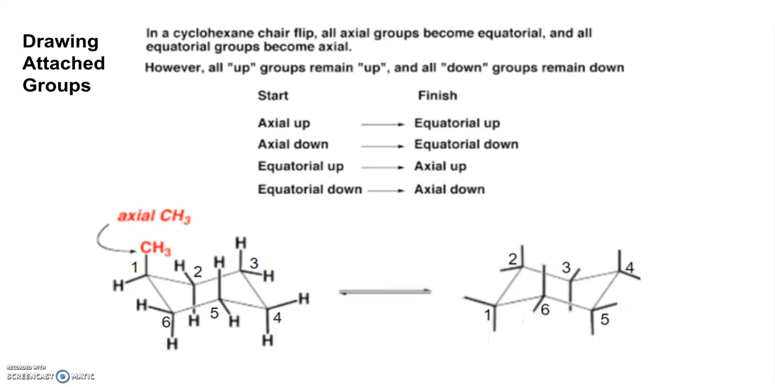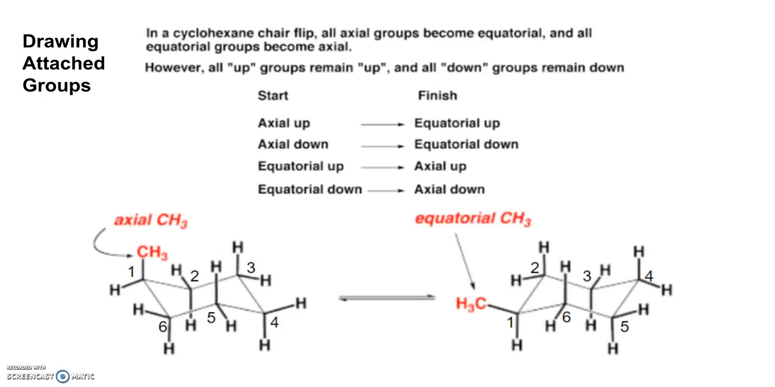Now that we have labeled both our chairs, we can start to add on axial and equatorial groups. Understand these two main things when flipping. First, all axial groups become equatorial, and all equatorial groups become axial. Second, all up groups remain up, and all down groups remain down. With these in mind, we know that axial up leads to equatorial up, and axial down leads to equatorial down, etc.